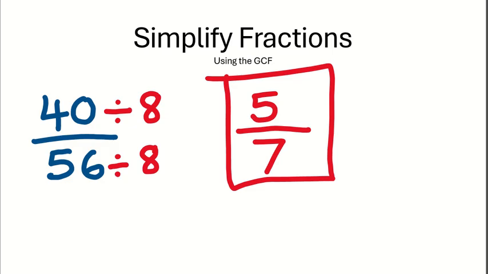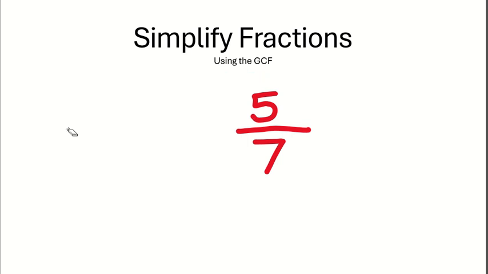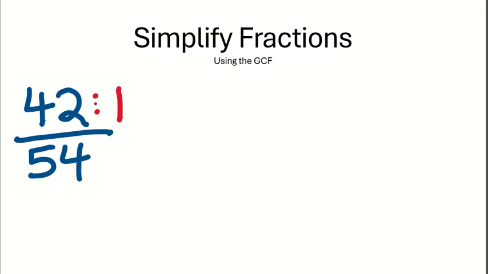Let's keep going. What if I were to have a fraction like this? 42 over 54. Let's list the factor pairs. 1 times 42 is 42. 2 times 21 is 42.